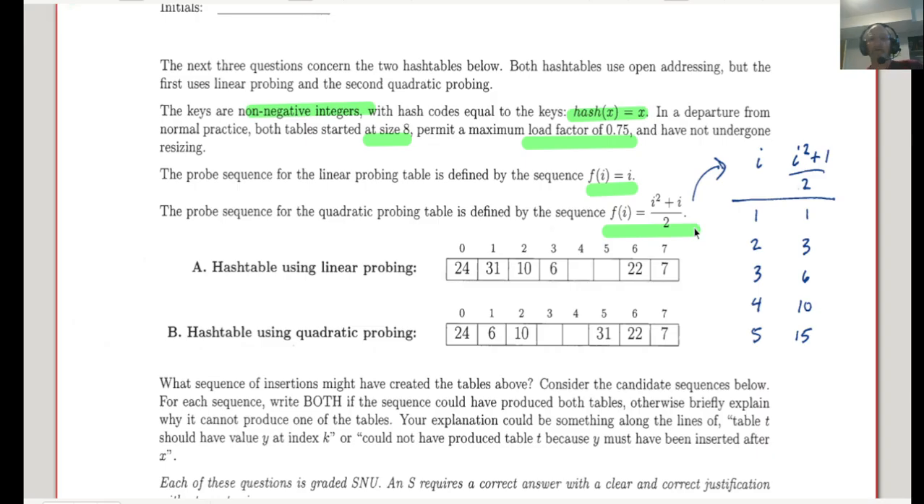I have written down some helpful values of this function. For i equals 1 through 5, i squared plus i over 2 goes 1, 3, 6, 10, and 15. So this question gives you a candidate sequence of values inserted into the hash tables in a particular order, and asks you to determine if that particular insertion sequence could have generated the hash tables in these states. And if not, which one does it not work for?